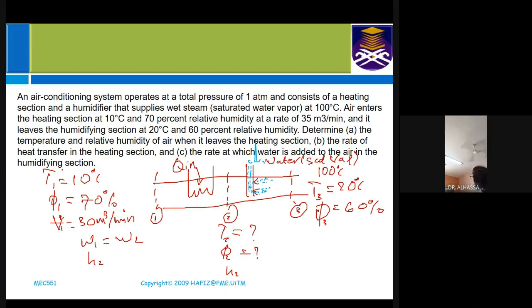For H2, we cannot use Q in. Q in, we don't know. If we knew Q in, then we would just proceed like this: Q in equals mass flow rate of dry air times H1 minus H2. But Q in is not known, so we cannot use this equation. So it means we need to move to the humidifying section and find the energy balance on the humidifying section.